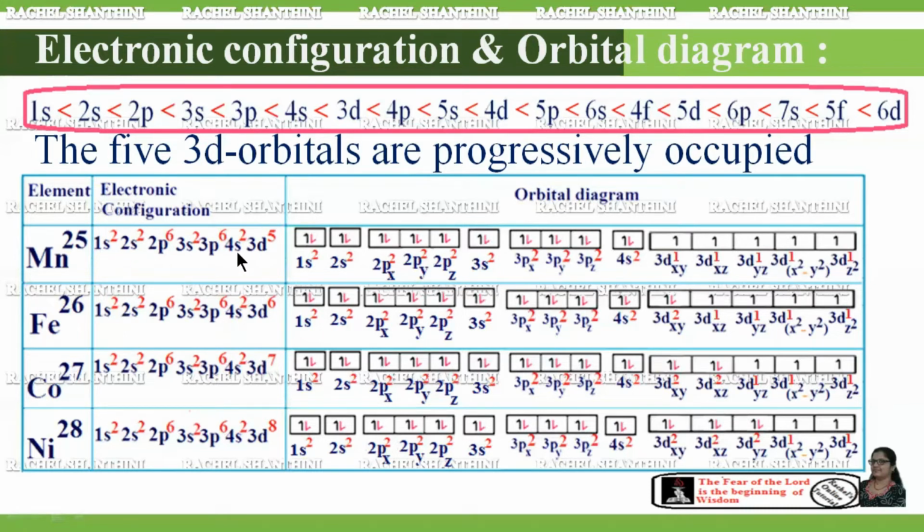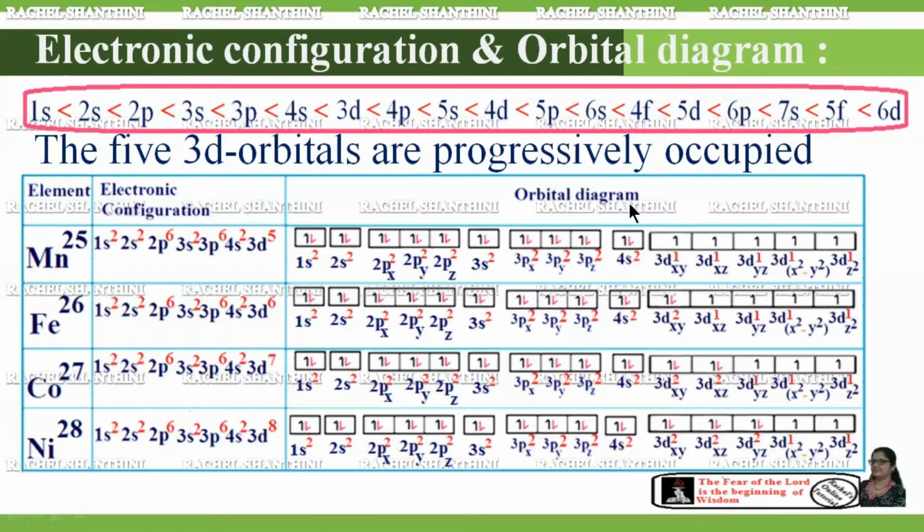So totally how much have we written so far? 2 plus 2 plus 6, 10 plus 2, 12, 12 plus 6, 18 plus 2, 20 we have written. How many do we have? 25. So 25 minus 20, remaining how much do we have? 5 electrons, and these 5 electrons occupy the 3d orbital.